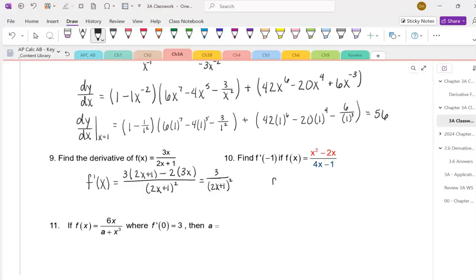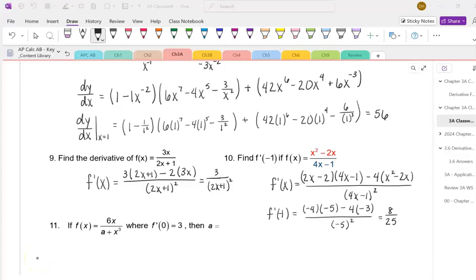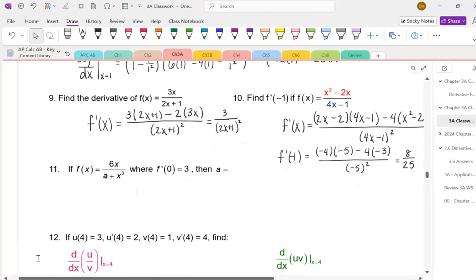For number 10, again, quotient rule, you're going to take the derivative of the numerator, and you need to make sure that 2x minus 2 stays together because you're about to multiply it by the denominator, which is the binomial, minus the derivative of the denominator multiplied by the numerator, all over a total rewrite of the denominator squared. From here, you can input the negative 1 and get your final answer. And then you get your final answer, which is 8/25.